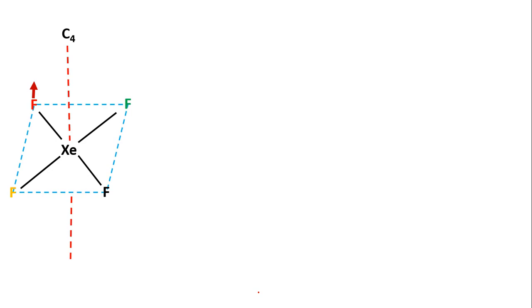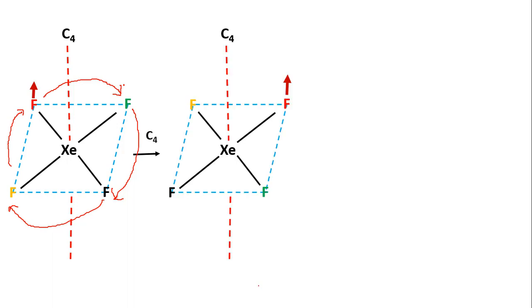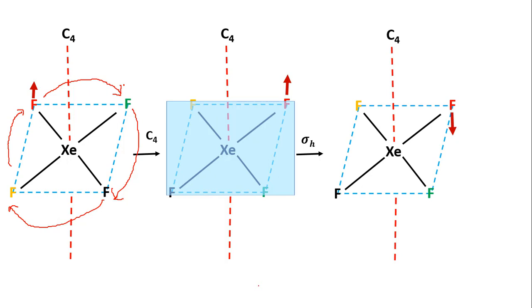Next, when you do the C4 rotation, here the green will come to the place of black, black will come to the place of yellow, yellow will come to the place of red, red will come to the place of green, and you will get something like this. Arrow will be still pointing upwards. And you do the reflection about the plane sigma h perpendicular to C4. All the atoms which are present in the plane will remain unshifted. The upward arrow will become downward arrow. And we have performed S4 three times, and so S4 cube. This is S4 cube, and you will get something like this.